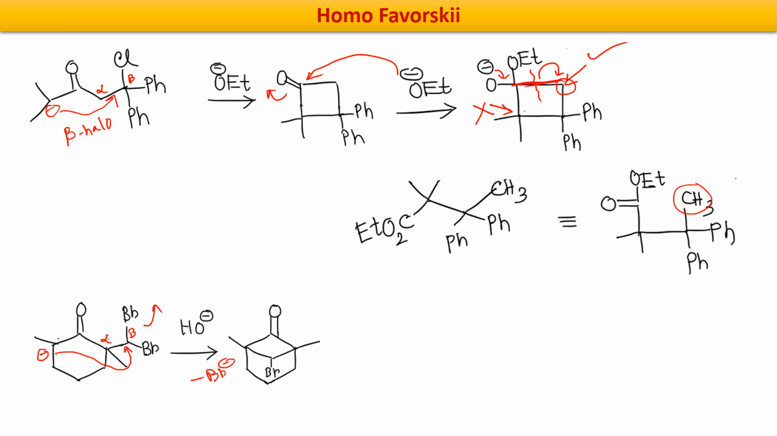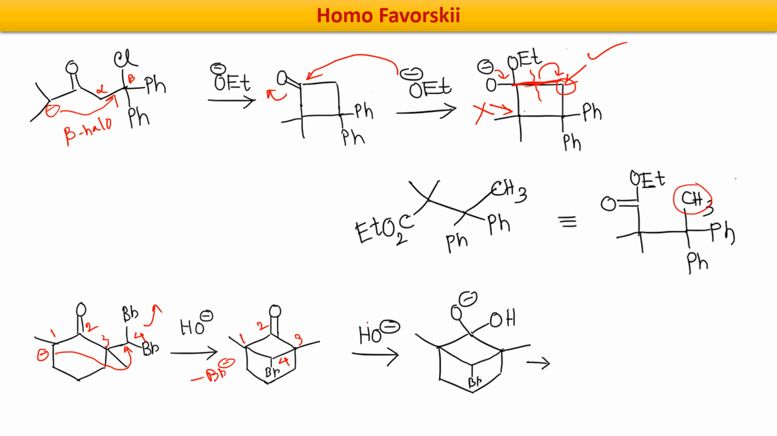Suppose I am numbering it 1, 2, 3, 4. Now the next step in the mechanism: HO minus will attack at this carbonyl carbon and you will get negative charge over oxygen. Let me do the numbering again. This is 1, 2, 3 and 4. Now when this negative charge comes back here, C=O is formed. This is a symmetric molecule, so whether you do it with the 2-1 bond or the 2-3 bond doesn't matter.